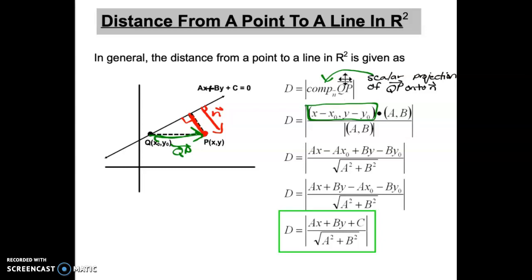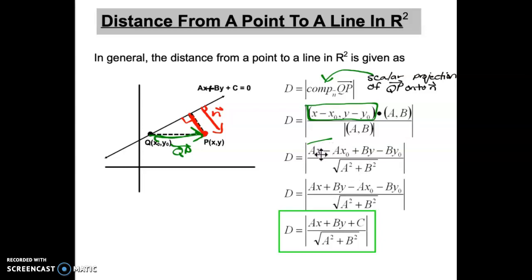Okay, so now we're going to go along and use our scalar projection formula. Remember, scalar projection says vector QP dot vector N all over the magnitude of N. So they do the dot product by multiplying the x components and the y components and adding them together, and that's how we get this next line. And on the bottom, we've done the magnitude of vector N, so that's just the square root of a squared plus b squared.